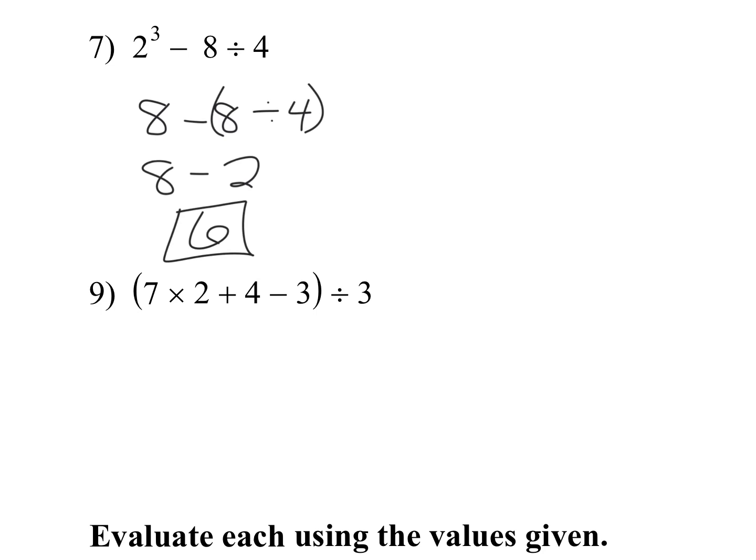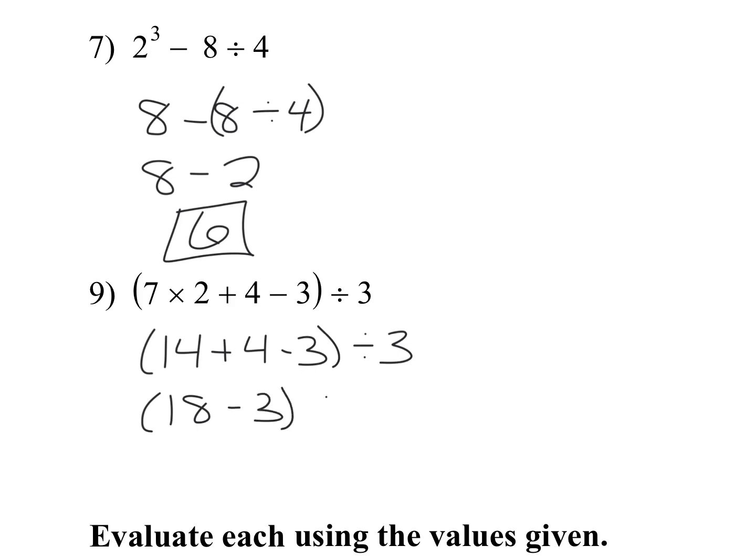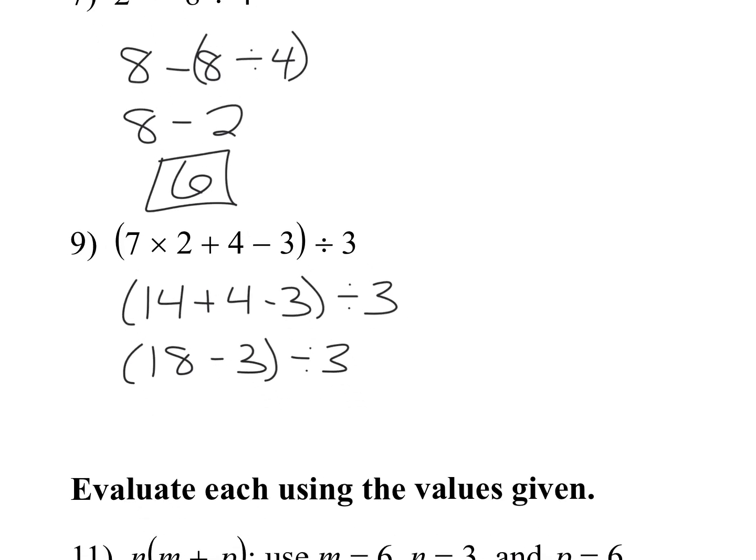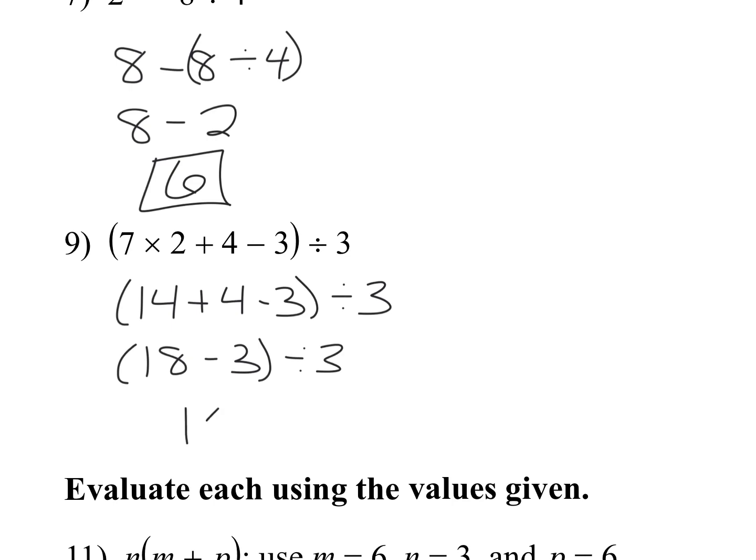Number 9, what would my first step be? It has to be the parentheses first, okay? Look at the parentheses. On the inside, what's first? 7 times 2. We have 14 plus 4 minus 3 divided by 3. What's next? Do not drop those parentheses until you are fully done with them. So we have 14 plus 4 is 18 divided by 3. 18 minus 3? 15 divided by 3. 5.